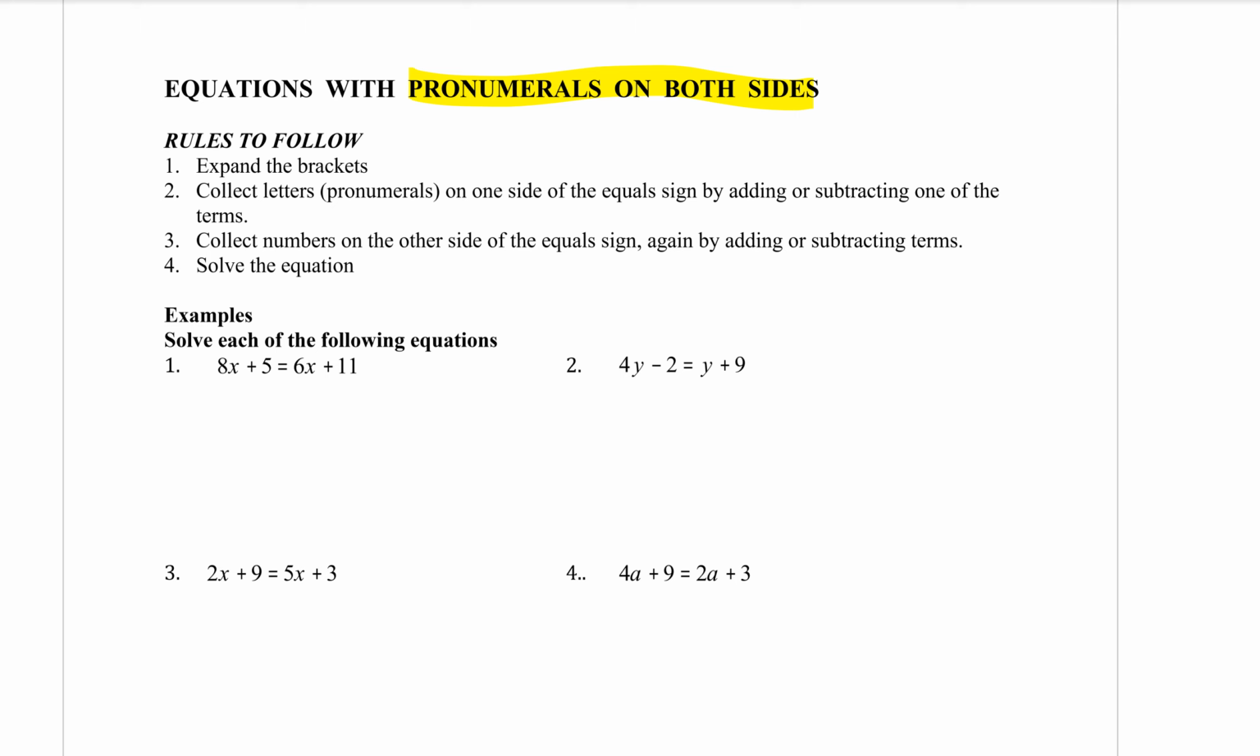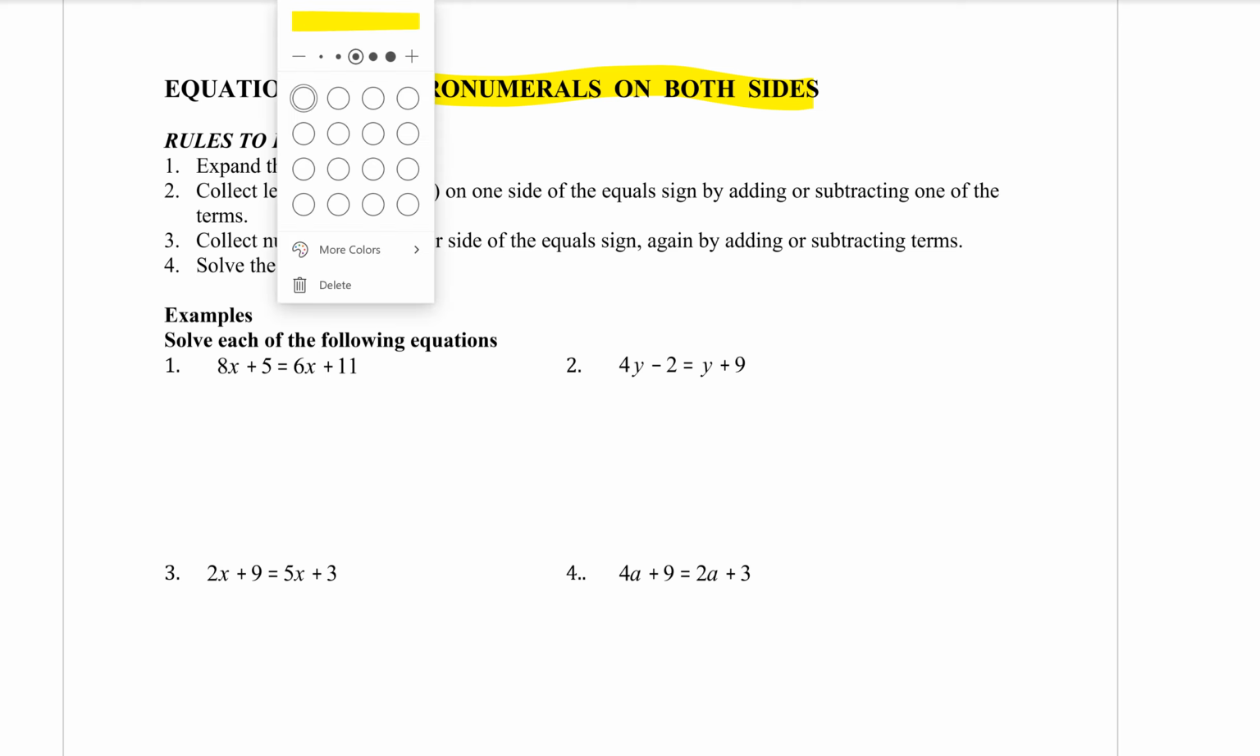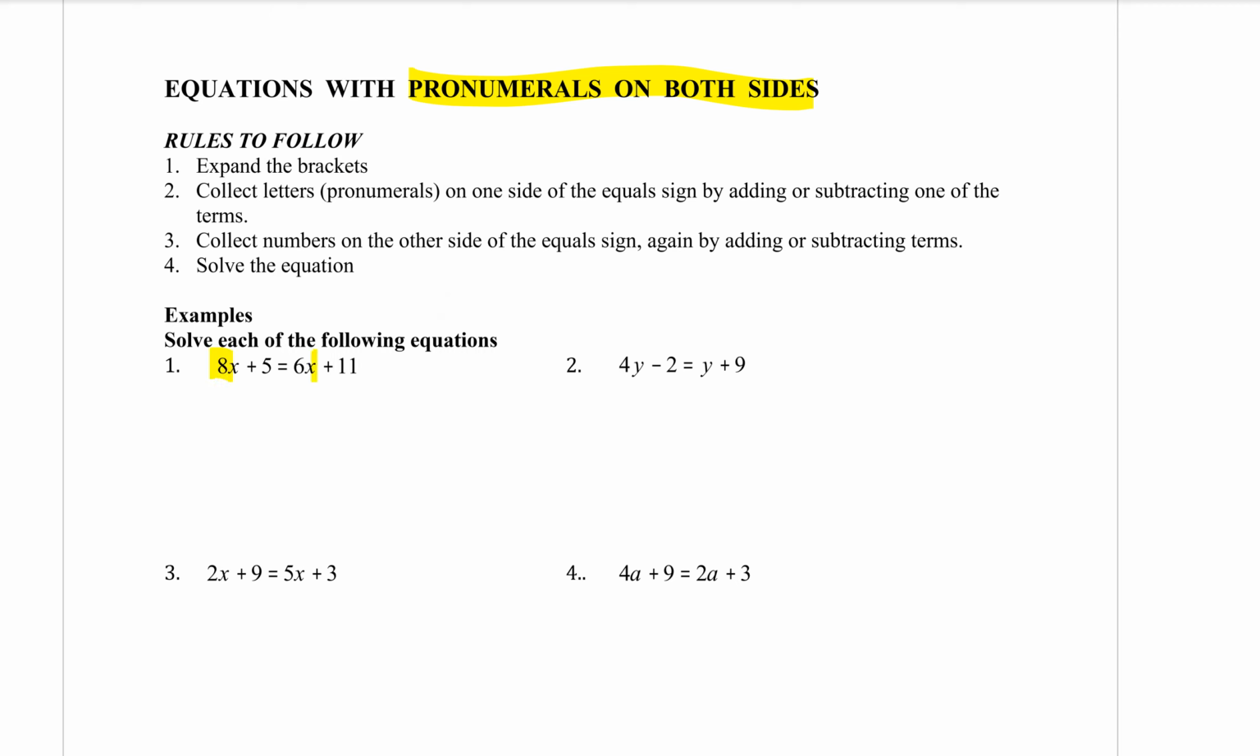Okay, so this is what I do. My first question there: I have an 8x and I have a 6x. I like to move the smaller one. What is smaller, 8x or 6x? 6x. Now I am moving the whole term. I'm not just taking the 6, because the temptation is to go, I want to divide by 6. To move that whole term away, I'm going to have to subtract 6x. Like that. Okay, it cancels off on the right-hand side.